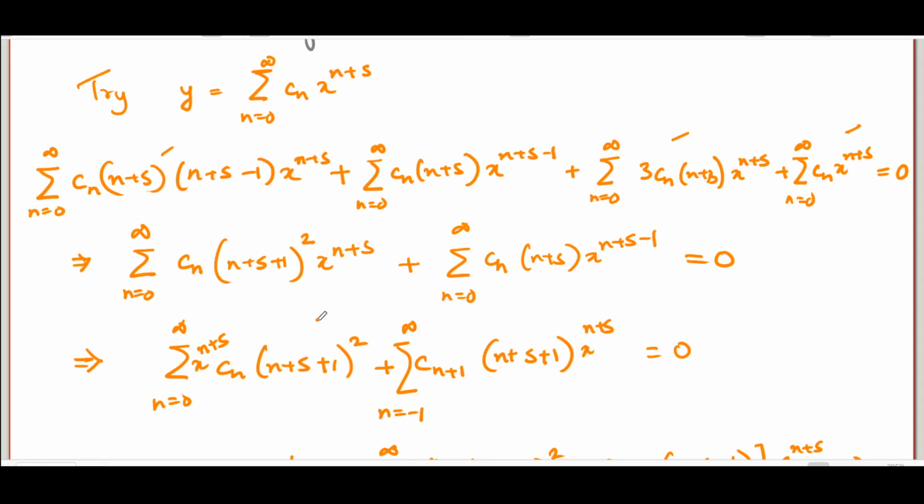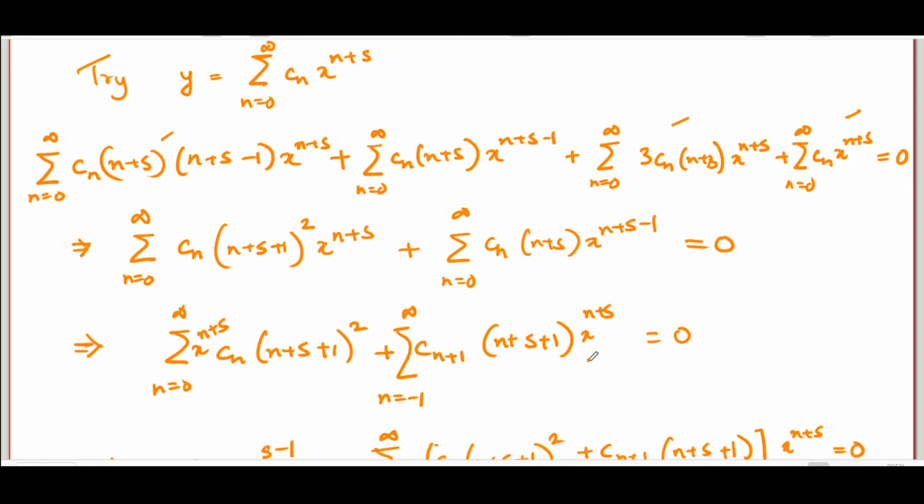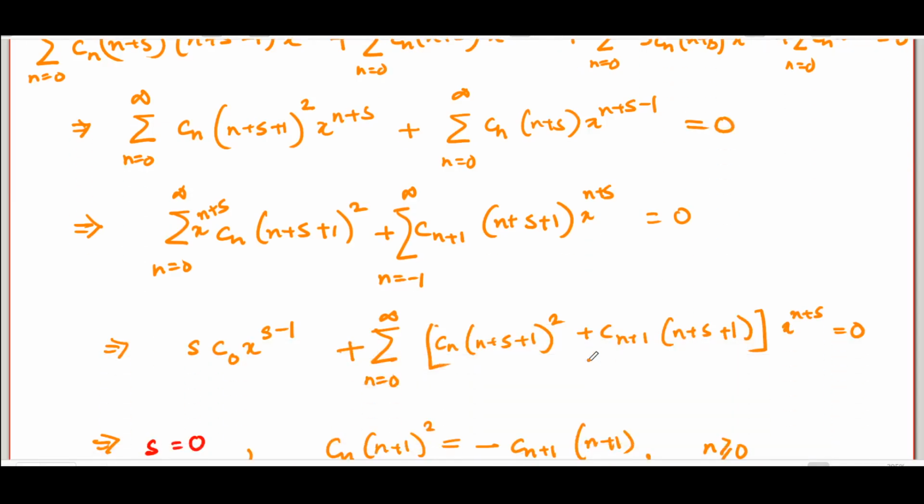Now we can combine these two power series together, because now you have the same power in both. Combining the two terms gives you this. But in addition, you have one extra term here which comes in from the fact that n equal to minus 1 is there here. There is no n equal to minus 1 term in this. So you have to write the n equal to minus 1 term from this separately. That of course is nothing but s times c0 times x to the s minus 1.